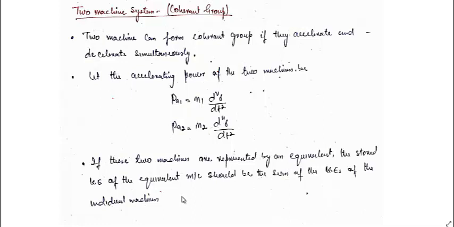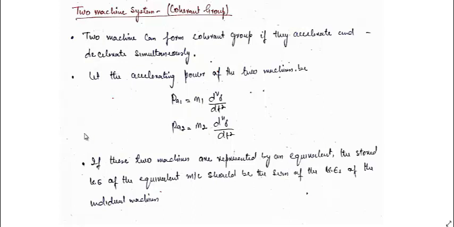Until now, we were discussing only the single machine system, which has one machine connected to the infinite bus. Let us discuss the two machine system in which the machines are coherent to each other. Two machines are coherent if they accelerate and decelerate simultaneously.